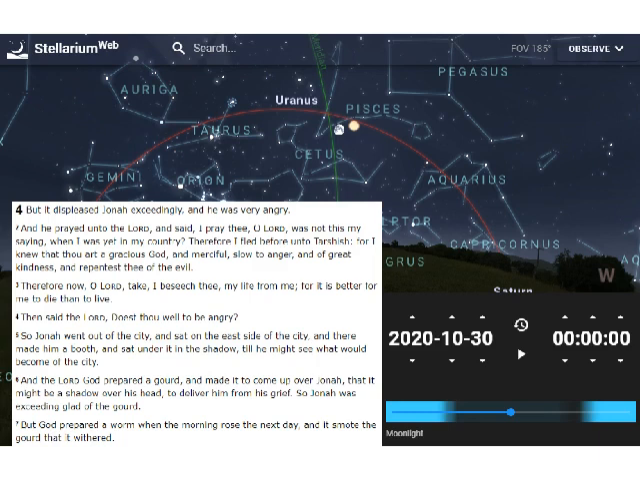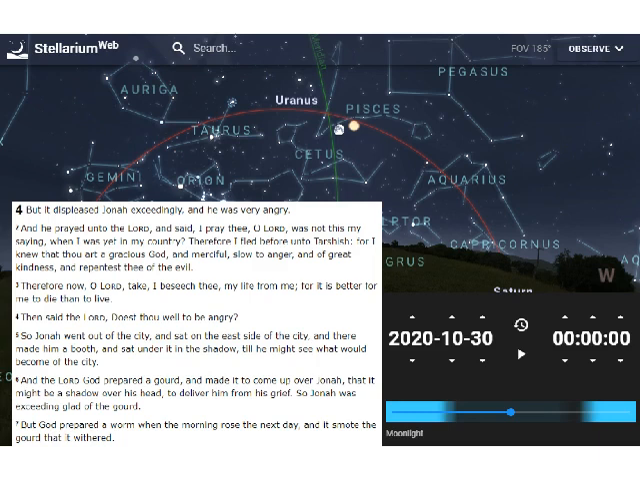So after Jonah went through all of this with being in the belly of the whale, and then this journey with the city of Nineveh and what's going on there, he has come now to the next part of his journey, and it begins, but it displeased Jonah exceedingly, and he was very angry. And he prayed unto the Lord and said, I pray thee, O Lord, was not this my saying when I was yet in my country? Therefore I fled before unto Tarshish. For I knew that thou art a gracious God and merciful, slow to anger and of great kindness, and repentest thee of the evil. Therefore now, O Lord, take, I beseech thee, my life from me, for it is better for me to die than to live.